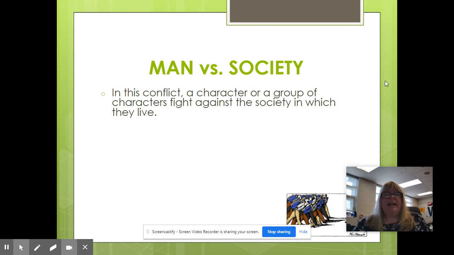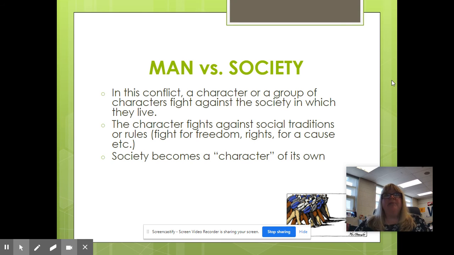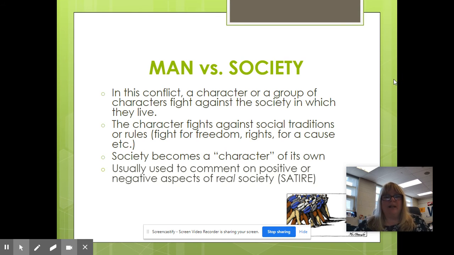Man versus society. In this conflict, a character or a group of characters fight against the society in which they live. They're usually fighting against social traditions or rules. So you're fighting for freedoms, for rights, for a cause, etc. Society kind of becomes a character on its own. It's usually used to comment on positive or negative aspects of real society, such as using satire.